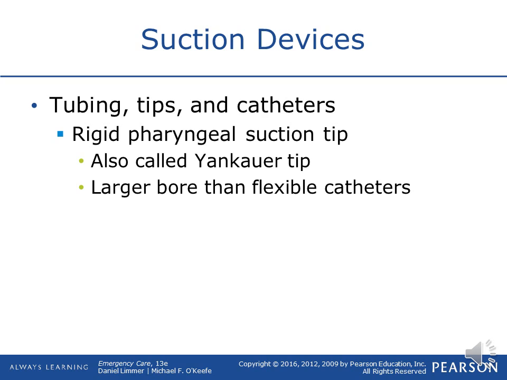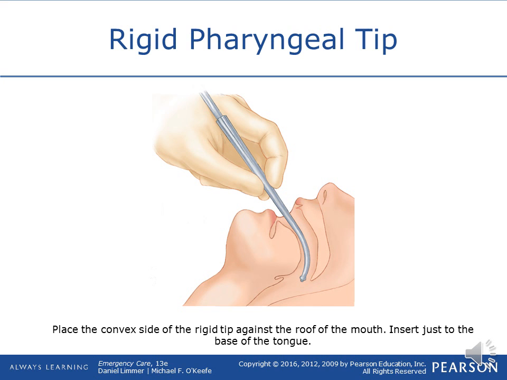So with tubing, tips, and catheters, that yonker tip is by far the most common one. Generally all the pre-packaged tubing kits have a yonker tip in there, just because it's a lot more user-friendly. It's got a large orifice in it, so you can suction out some pretty thick substances.